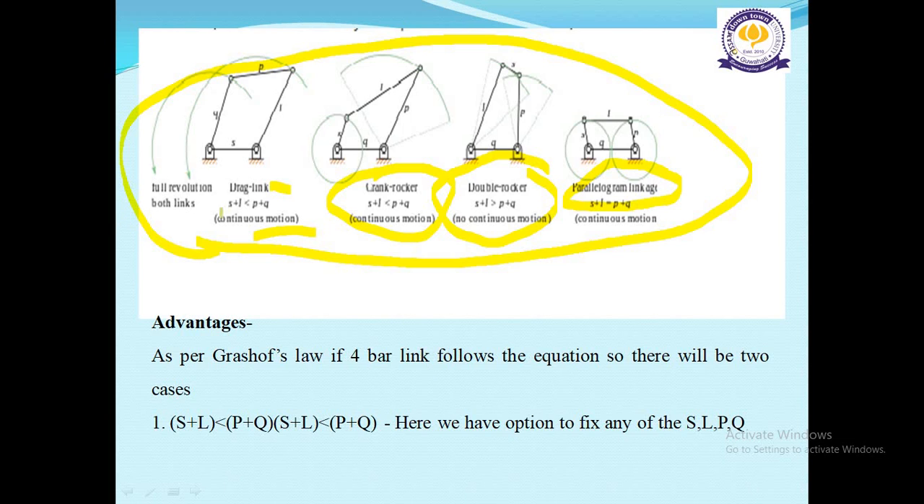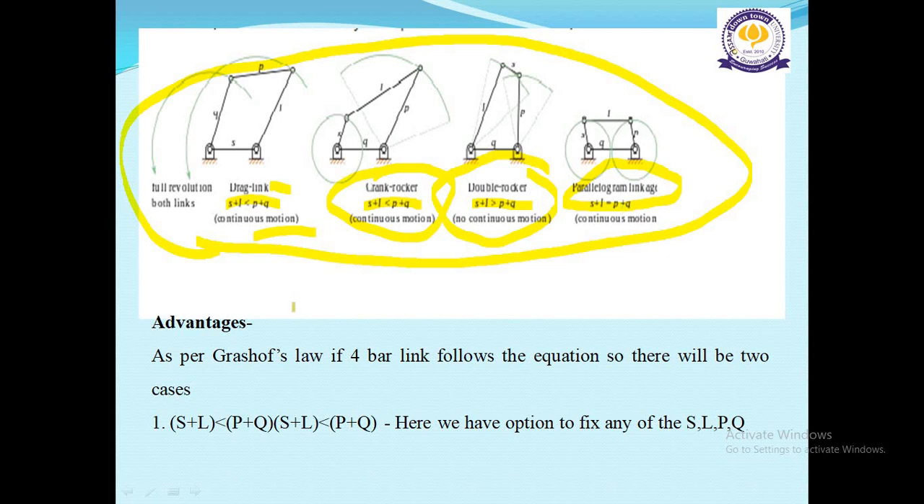Okay, so here you can see in the drag link, the equation will be S plus L is less than P plus Q. In crank rocker also it will be S plus L less than P plus Q, but in double rocker mechanism the equation will be S plus L is greater than P plus Q, and for parallelogram linkage it will be S plus L is equal to P plus Q.